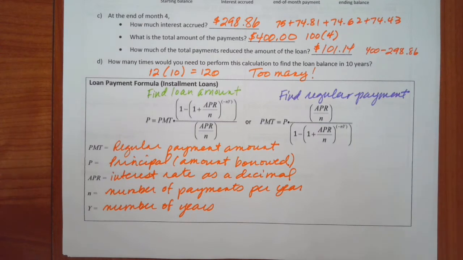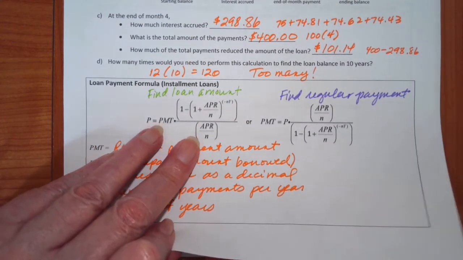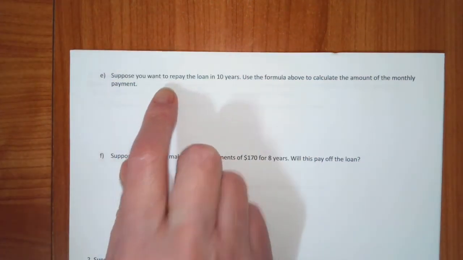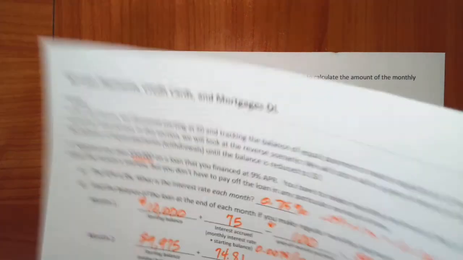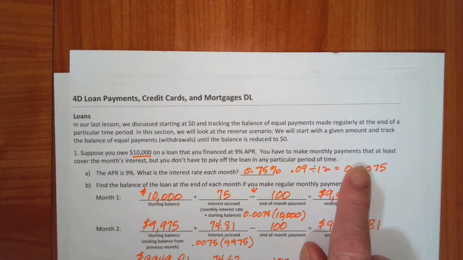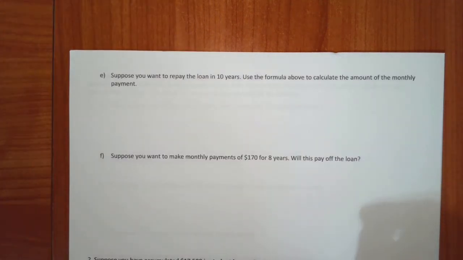Okay, so that basically is the entire lesson. You're just going to need to keep these formulas handy, and we will just do some examples. Okay, so we're going to go back to this same example, which is $10,000 at 9% making monthly payments. Suppose you want to repay the loan in 10 years. Use the formula to calculate the amount of the monthly payment.